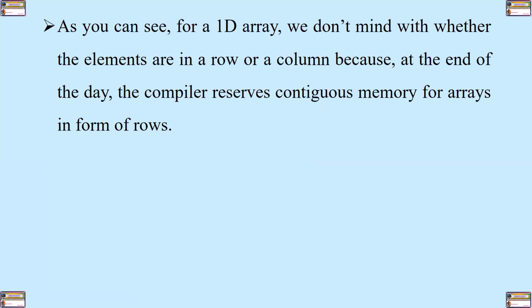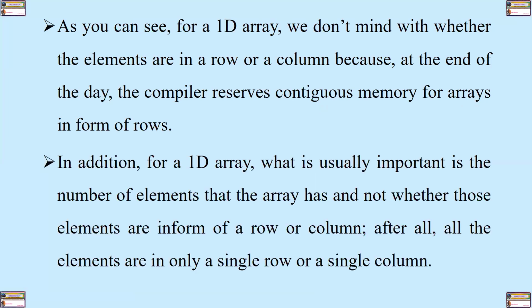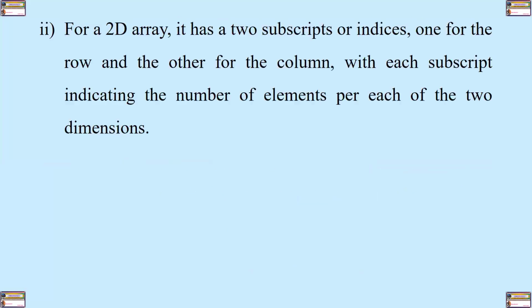As you can see, for a one-dimensional array, we don't mind whether the elements are in a row or a column, because at the end of the day, the compiler reserves contiguous memory for arrays in the form of rows. In addition, for a one-dimensional array, what is usually important is the number of elements that the array has, and not whether those elements are in the form of a row or a column. After all, the elements are in only a single row or a single column.